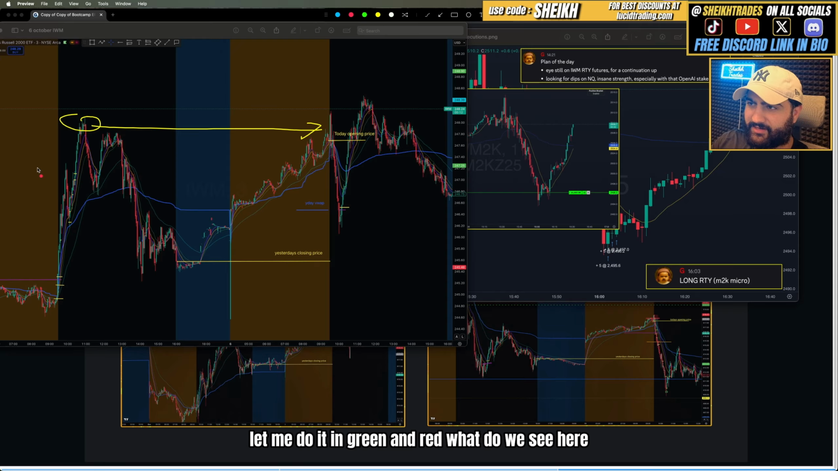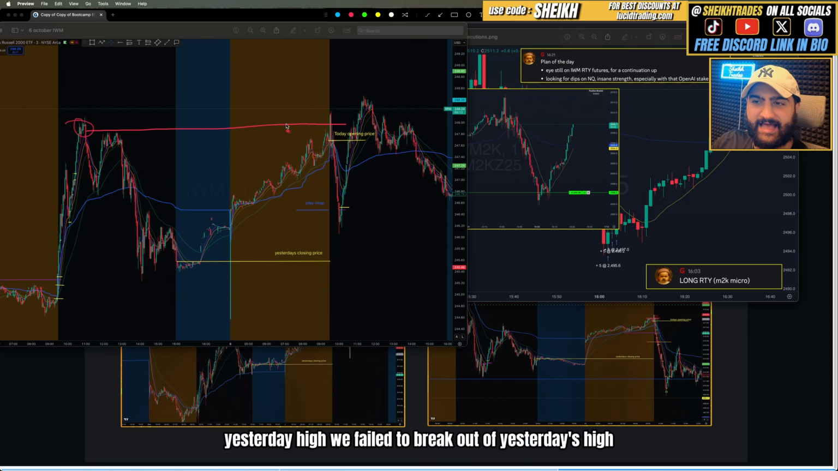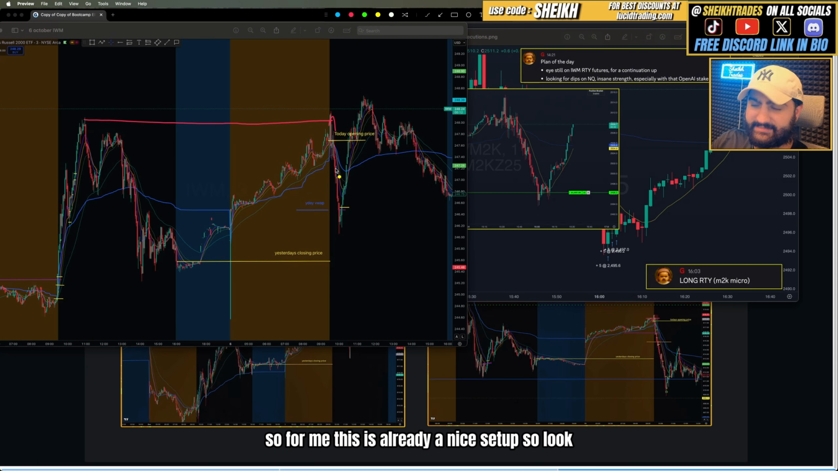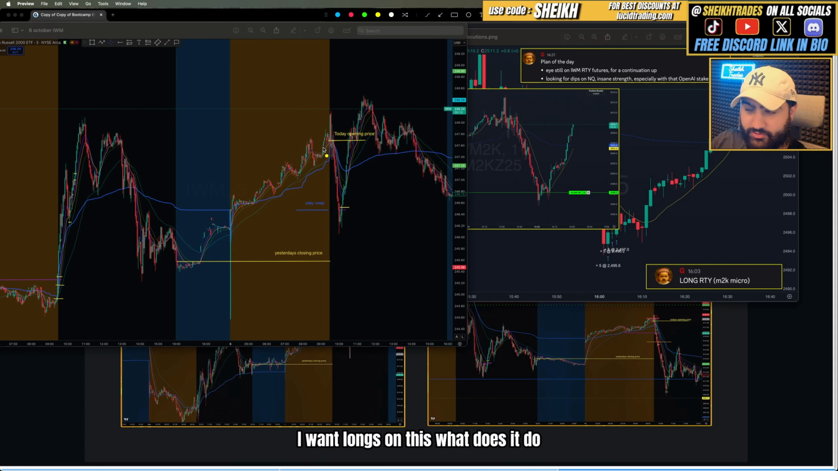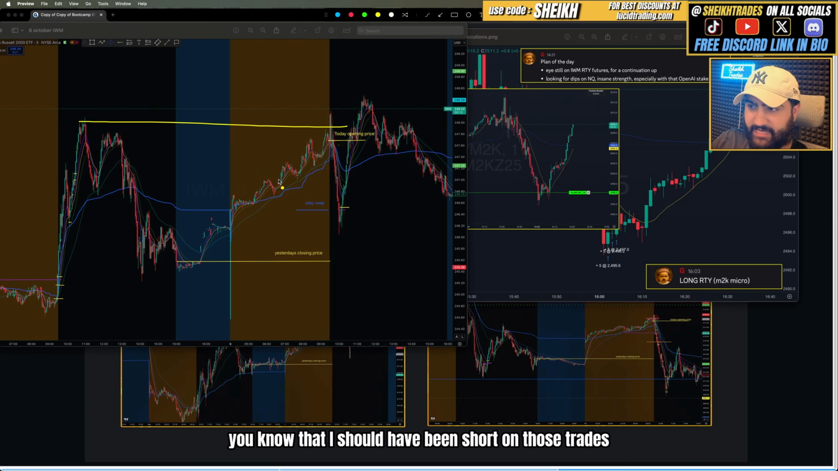Let me do it in green and red. What do we see here? Yesterday high. We failed to break out of yesterday's high. So for me, this is already a nice setup. So look, this is already gapping up. For me, I already know, okay, look, I want longs on this. What does it do? It pops and it drops. Unfortunately, I missed those trades. I should have been short on those trades.